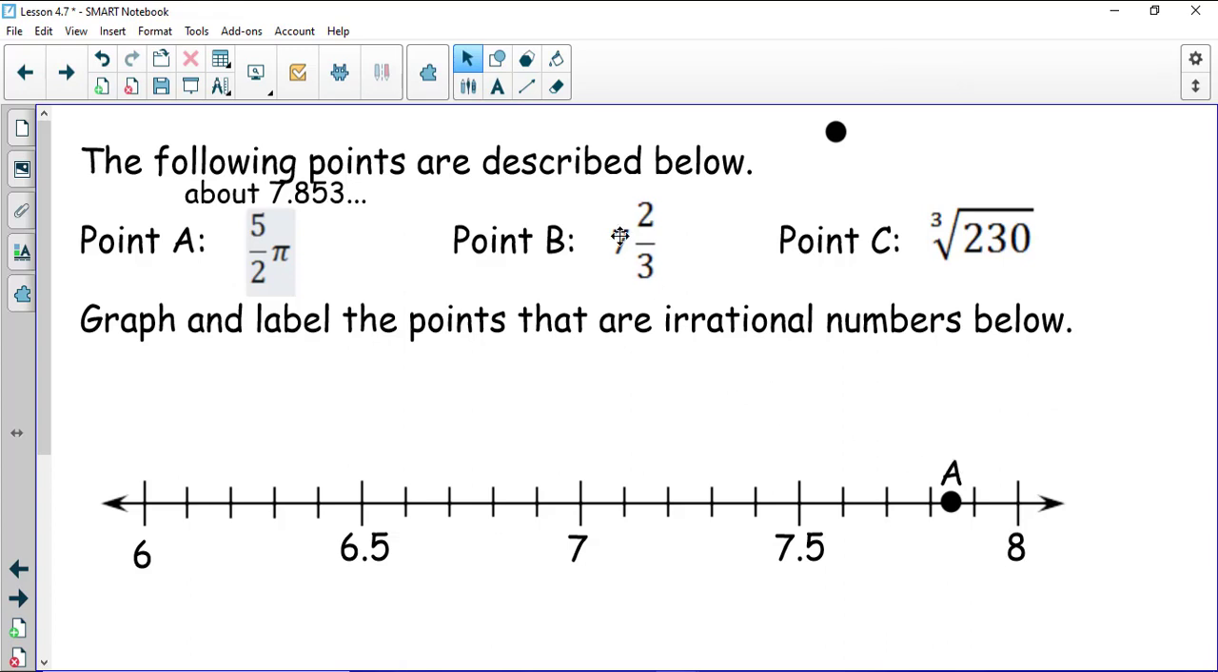Now 7 2/3, that's not irrational. So I don't want to graph it. In fact, I'm just going to cross it out. It's not irrational. In fact, it's a ratio. It's a fraction, which by definition makes it a rational number.